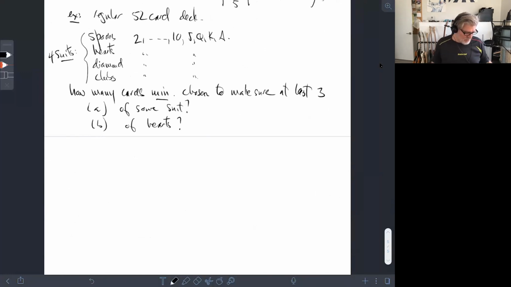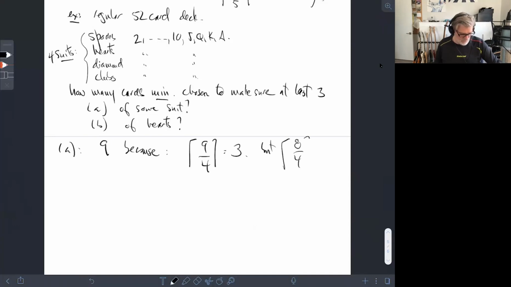Yeah, so I want to make sure that I have at least 3 of the same suit if I take that many cards. So again, I'm going to work it backwards. If I don't have 3 of the same suit, that means the worst case scenario is I have 2 of each. So that's 8 because there are 4 suits. So from 9, I should be okay. So for A, 9, because 9 divided by 4, ceiling is 3, but 8 divided by 4, ceiling is 2. That's the reason, right?